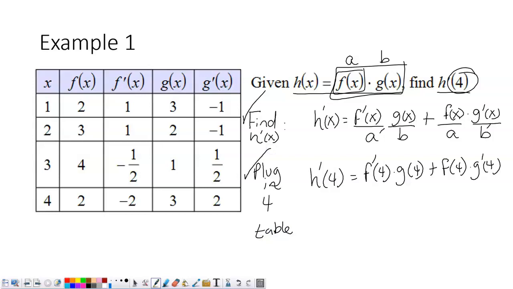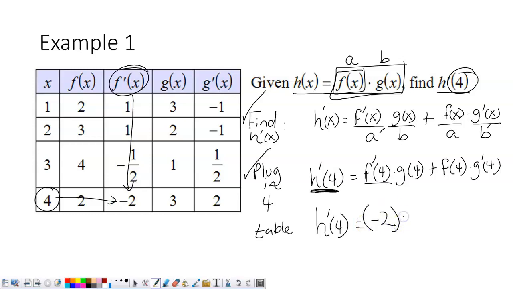Okay? So this is what I'm looking for, so I'm just going to bring that down as is. That's not in our table, but everything else is. So let's do f prime of 4. What's f prime of 4? Here's my f prime column. Here's where x equals 4. So f prime of 4 is negative 2. What's g of 4? Here's my g column. Here's 4. So g of 4 is going to be 3.